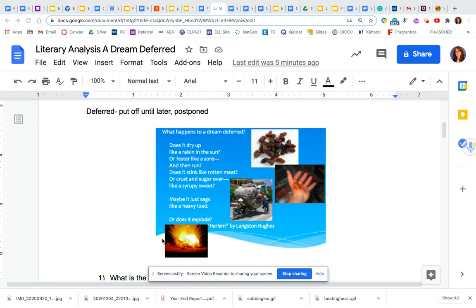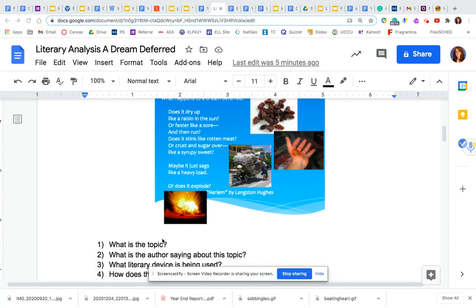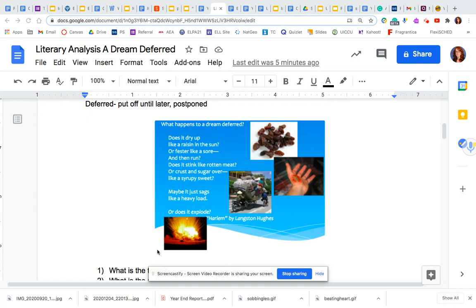So we need to find the theme of this poem. And to do that, we should start by figuring out the topic. So what is the topic of this poem? When the poem says, "Does it dry up or fester? Does it stink? Maybe it sags." What is this it that we see come up many times through the poem?